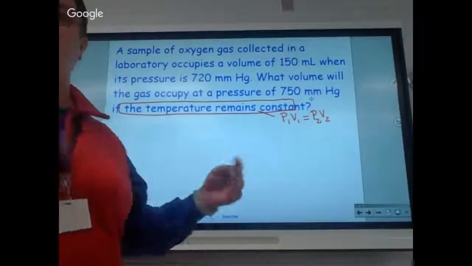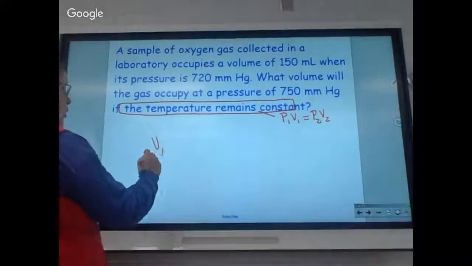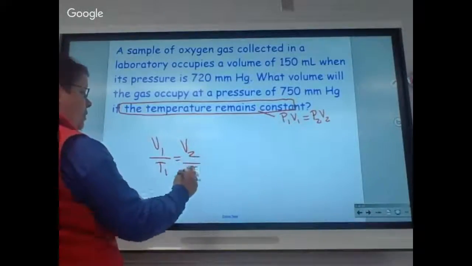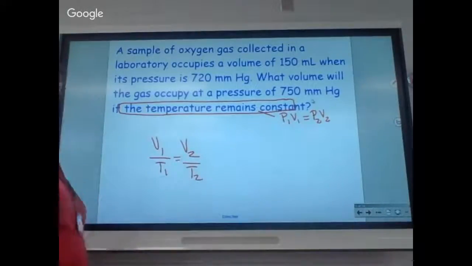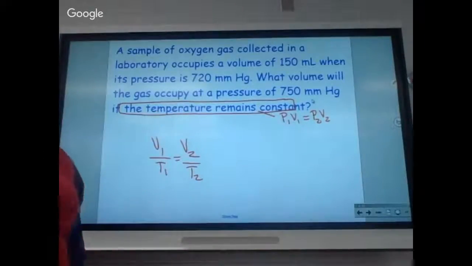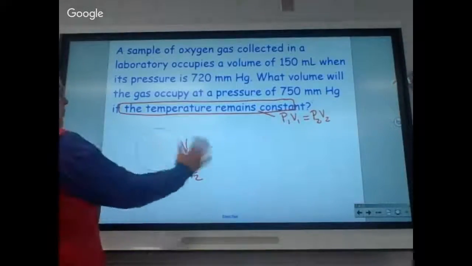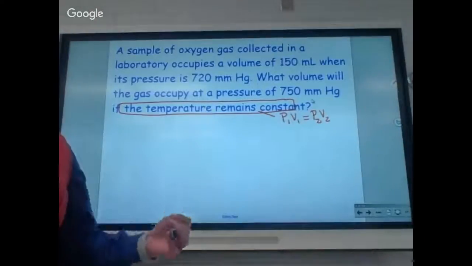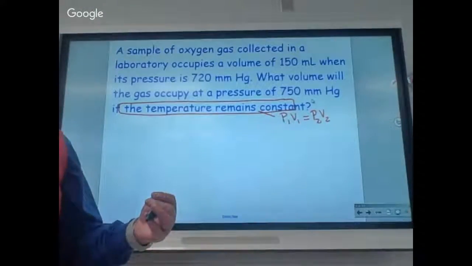Because the next one we're going to learn, for example, says V1 over T1 equals V2 over T2. So this formula has a temperature in it. Can you plug in a temperature if it says temperature remains constant? No. That's the problem with it. So you've got to pick a formula that doesn't have temperature when it says temperature remains constant. Everybody with me on that?